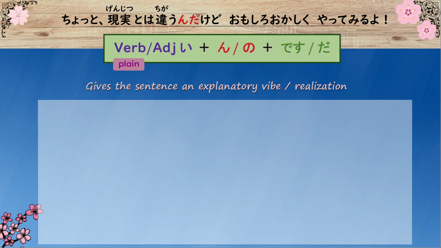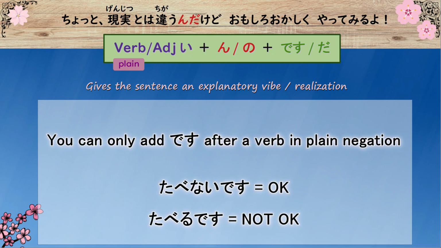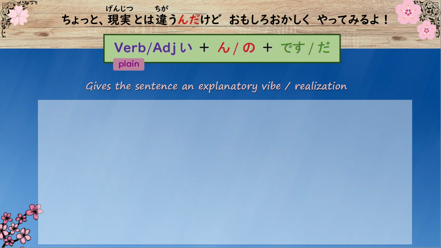So we studied in one of the previous videos that it was completely forbidden to use です after a verb that wasn't in a negation form. So be sure to place the ん before it, because if you don't place the ん or the の, then it becomes a grammar mistake. You can't say, for example, 仕事があるです. This doesn't exist, okay?